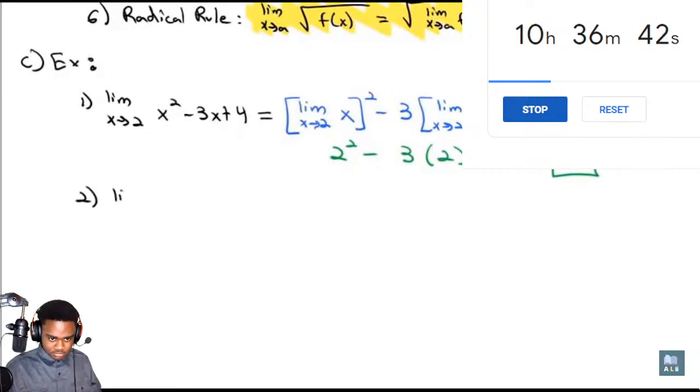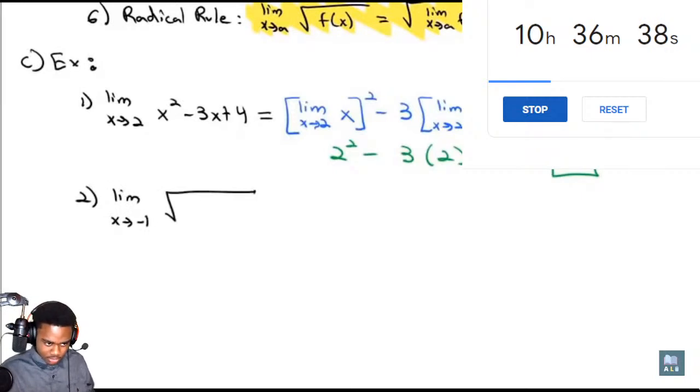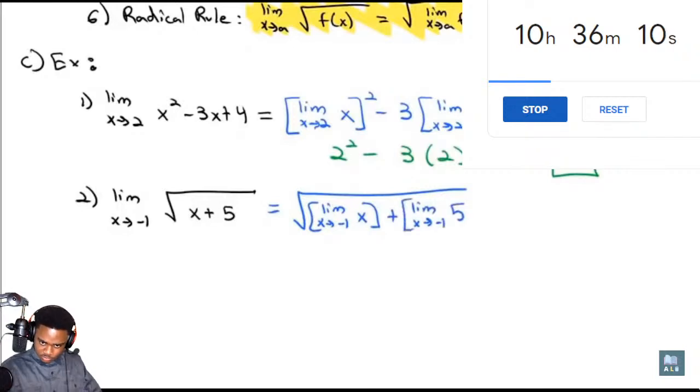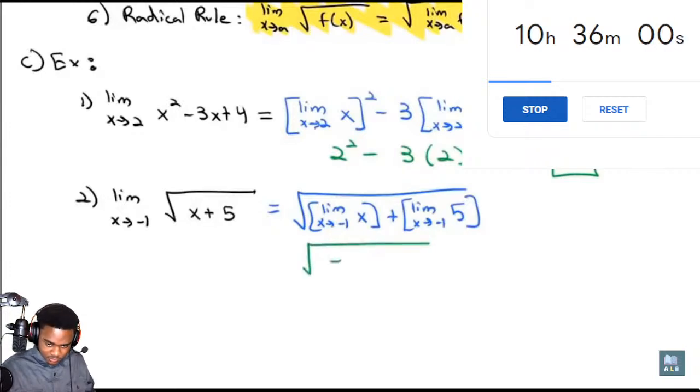Try another one. The limit as x approaches negative 1 of the square root of x plus 5. Again, limits go through exponents, radicals, pluses, minuses, fractions. So what we really can say is this is the square root of the limit as x goes to negative 1 of x, plus the limit as x goes to negative 1 of 5. And we know the limit of x is the number, the limit of a constant is the constant. So this is the square root of negative 1 plus 5, which is the square root of 4, or 2.